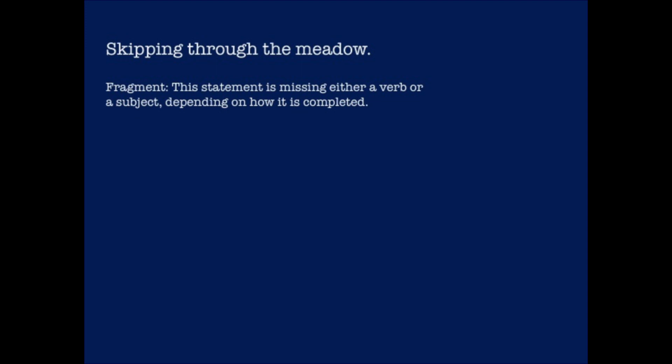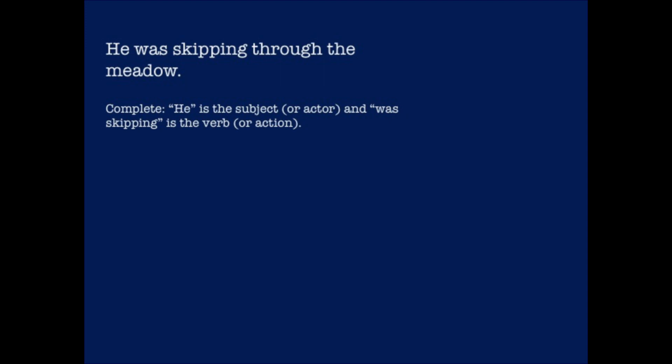We could write something like, he was skipping through the meadow. And then in this case, was skipping would be our verb phrase because was and skipping are working together. And then he would be our subject. So we could say, he was skipping through the meadow.